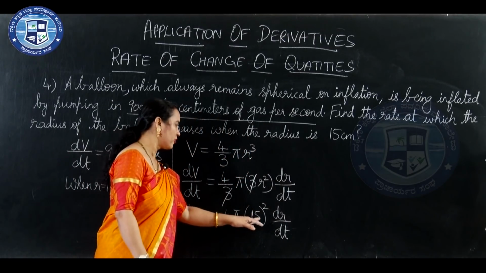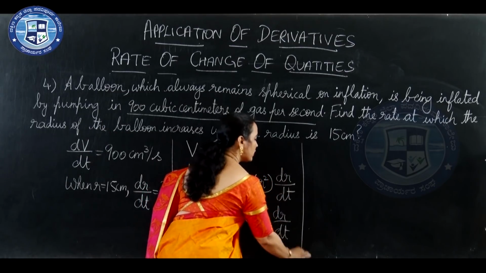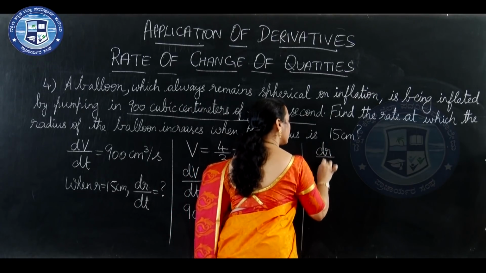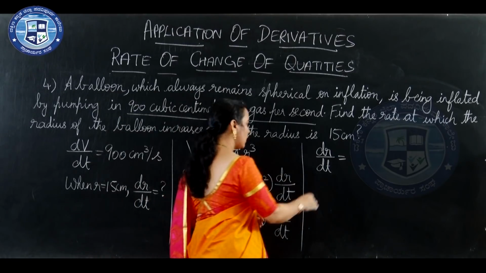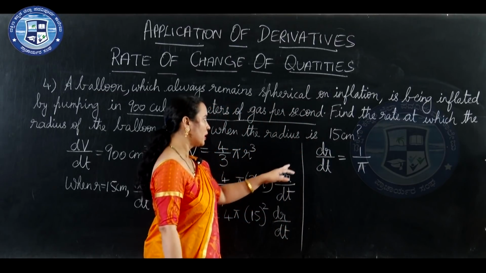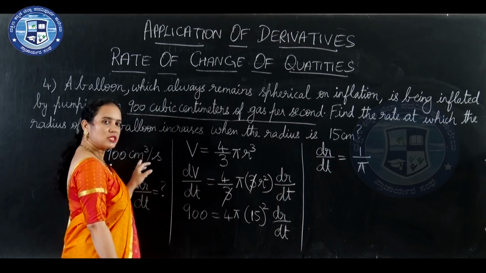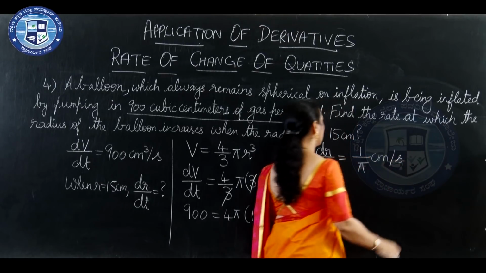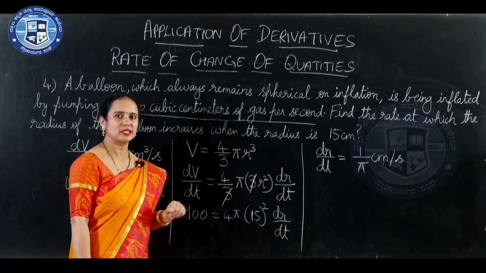So, when you simplify 15 square into 4, that is 225 into 4, you will be getting 900. So, dr by dt will be equal to 900 and 900 will get cancelled. Take pi to the other side. So, you will have 1 by pi. Now, this is change in radius with respect to time. So, the units will be centimeter per second. So, dr by dt will be 1 by pi centimeter per second.